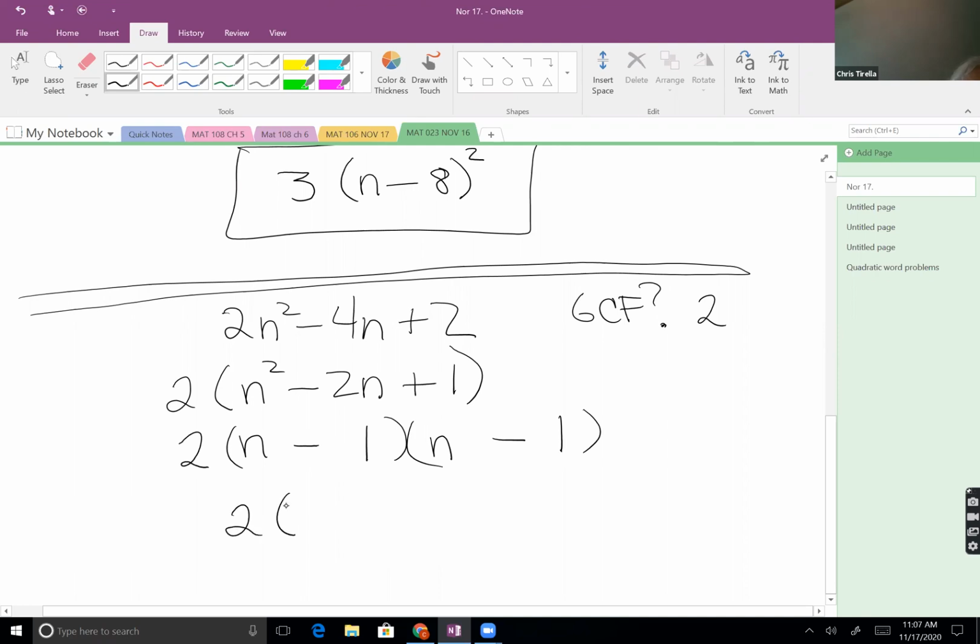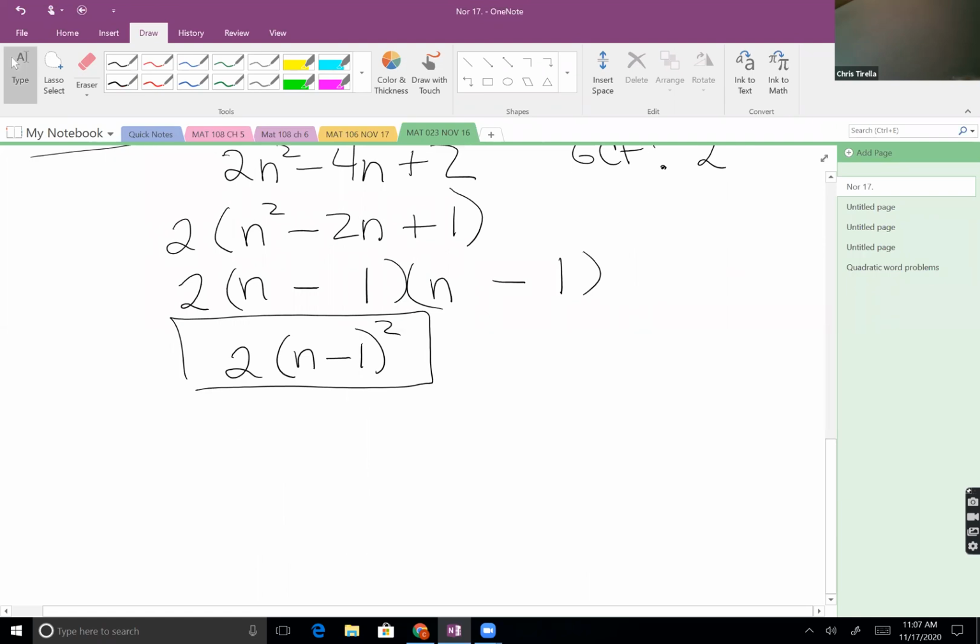And so final answer, I can write what we have, or I can write it as 2 times the quantity n minus 2 squared. Again, you've got to put that 2 in there, because if that 2 is not there, it does not equal my original problem. That one better?